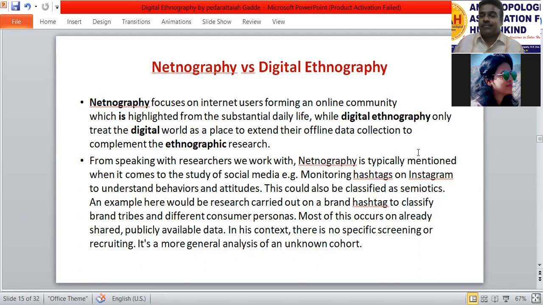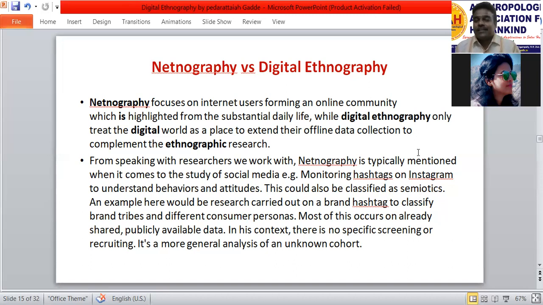So what is the major difference? Netnography's major thrust and focus is the online community and their interactions, whether they post videos or hashtags or whatever. Pictures, photos, or their reactions, emotions, and feelings expressed in the online community. Whereas digital ethnography only treats the digital world as a place to extend their offline data collection to complement the ethnographic research.